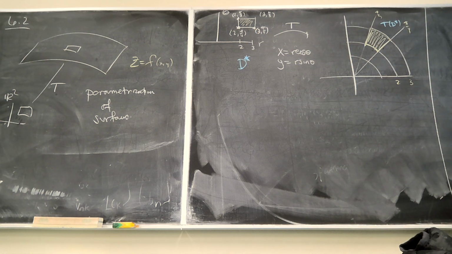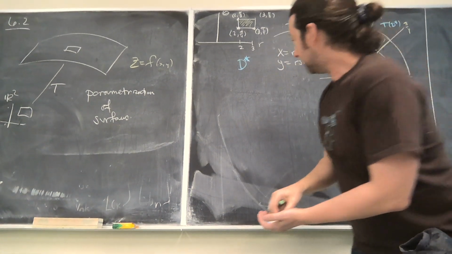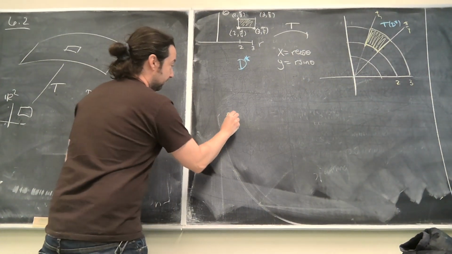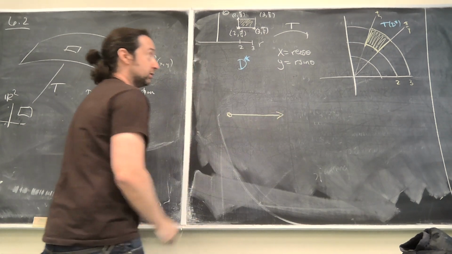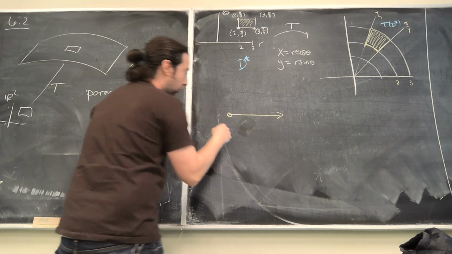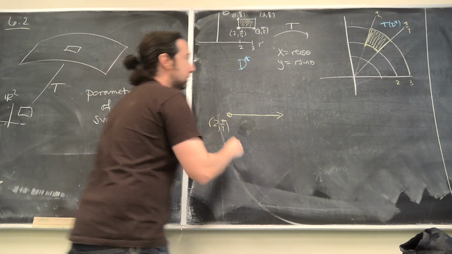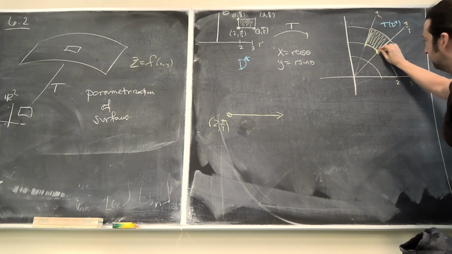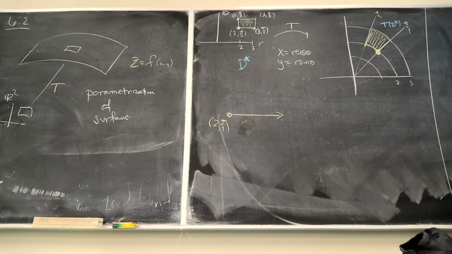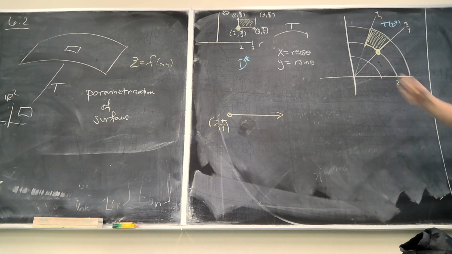So the way I'm going to do it is I'm going to think about this rectangle as being comprised of a vector that points this direction. So the corner down here is the corner (2, pi over 4). That corner got mapped right here. That's the image of (2, pi over 4). It started here, it ended up right there.